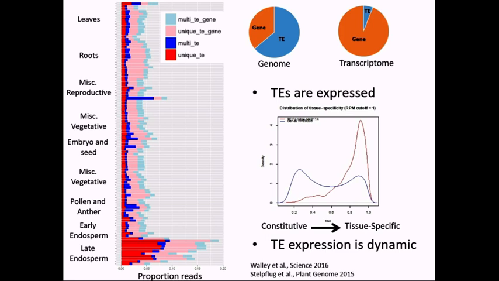There are groups of genes that are constitutively expressed, whatever tissue you look at, they're on. There are also genes that are tissue specific. Transposons are largely tissue specific. You see very few constitutive. In other words, these transposons are really showing dynamic patterns during development.